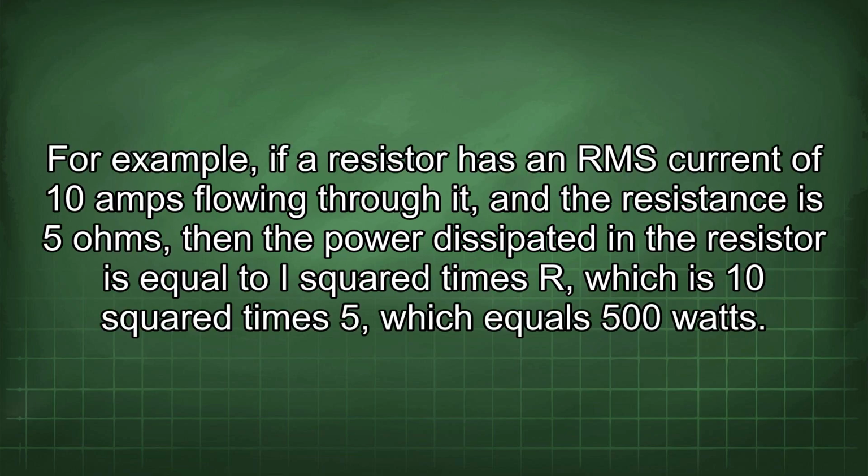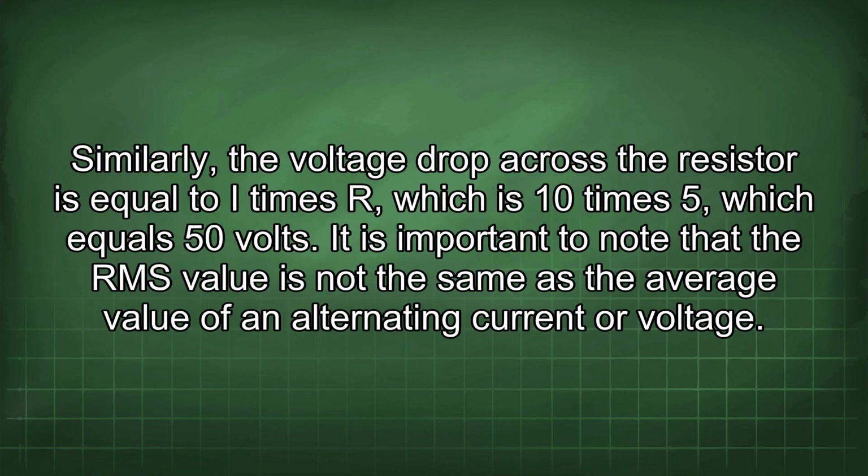For example, if a resistor has an RMS current of 10 amps flowing through it, and the resistance is 5 ohms, then the power dissipated in the resistor is equal to I squared times R, which is 10 squared times 5, which equals 500 watts. Similarly, the voltage drop across the resistor is equal to I times R, which is 10 times 5, which equals 50 volts.